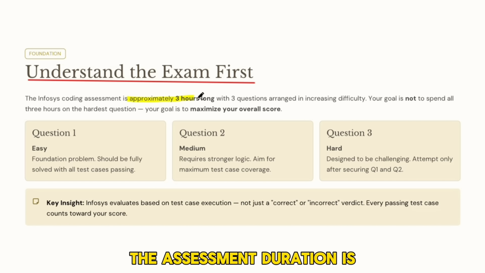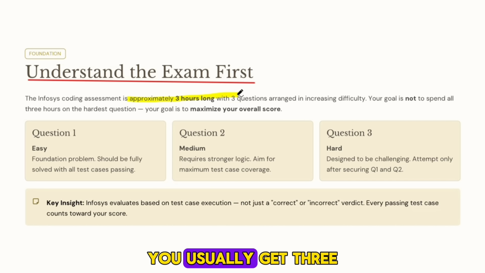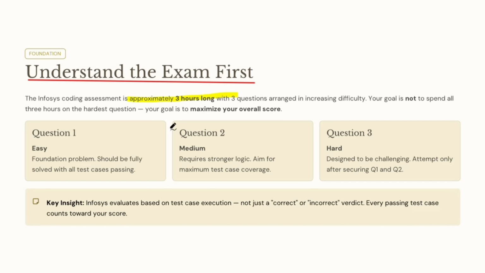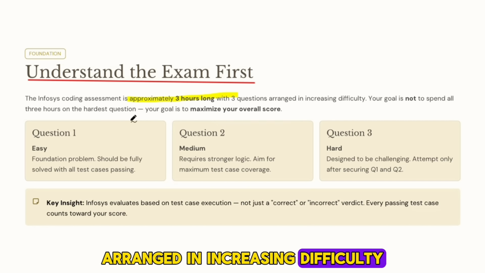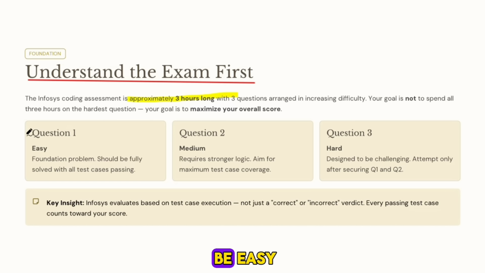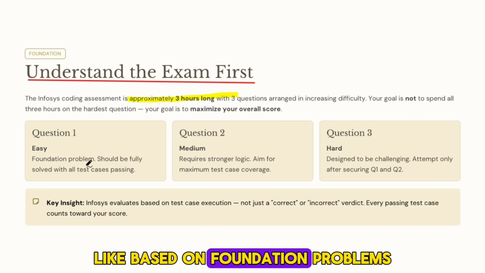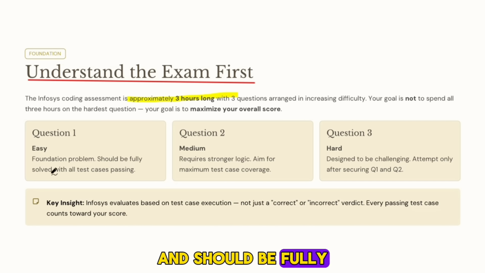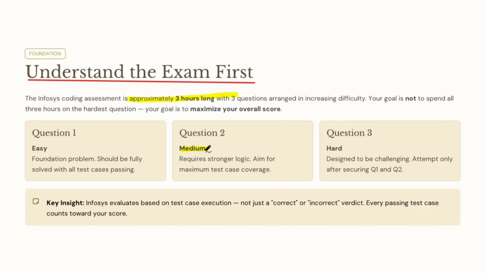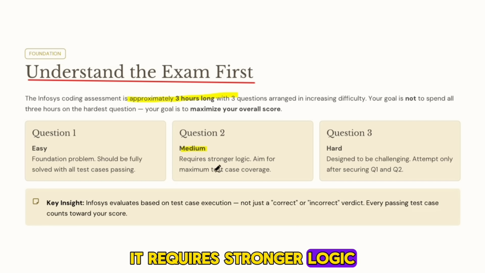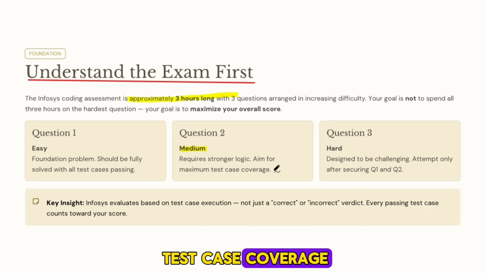The assessment duration is around 3 hours. You usually get 3 coding questions arranged in increasing difficulty. Question 1 will generally be easy, based on foundation problems, and should be fully solved with all test cases passed. Coming to question 2, it will be a medium type question. It requires stronger logic, so aim for maximum test case coverage.